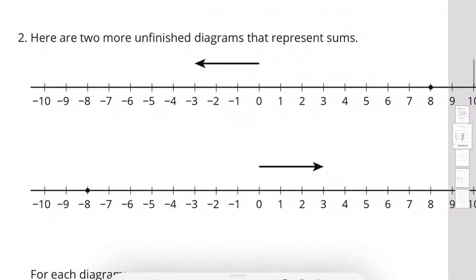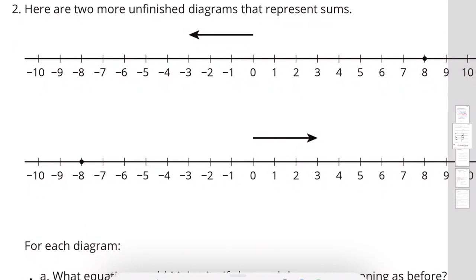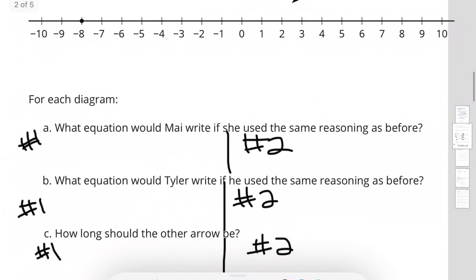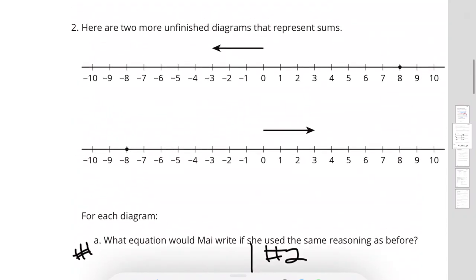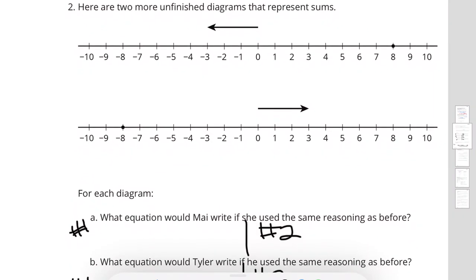On number 2, it gives us 2 more unfinished diagrams that represent sums. So on the first diagram, we have an arrow that goes from 0 to negative 3, and then an arrow from 0 to positive 3 on the second diagram. So for each diagram, we have to write an equation using the reasoning that May used, and then also an equation using Tyler's reasoning. So for the first diagram, I know that I start with a negative 3, and I know I have to add something because my sum is 8.